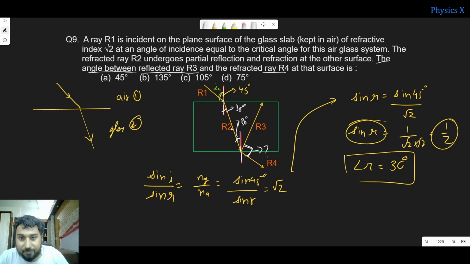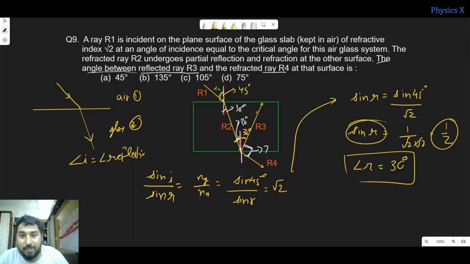Okay, this is 30 degrees, this is 30 degrees. And again, if this is 30 degrees, it means that this angle is also 30 degrees, because angle of incidence is equal to angle of reflection, because this is your reflected ray. So this is 30 degrees, right? This is 30 degrees and this is what?